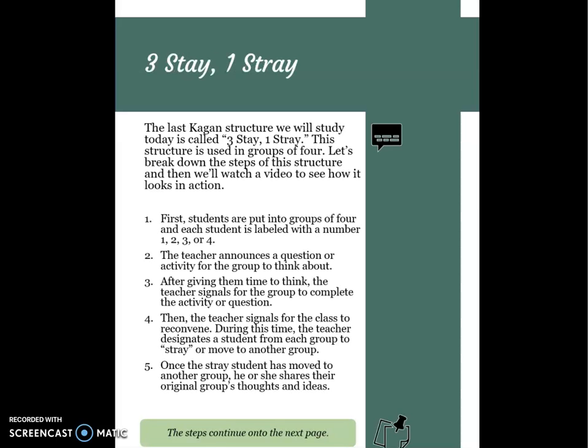The first structure is Timed Pair Share. I have not completed the pages for this or for Rally Robin yet, but I have done them for 3 Stay, 1 Stray. If you could please pause the video, read the words, and see if the wording of all of this makes sense, if anything is too confusing. I would love feedback on how it sounds from someone that didn't write it and isn't an expert on it.